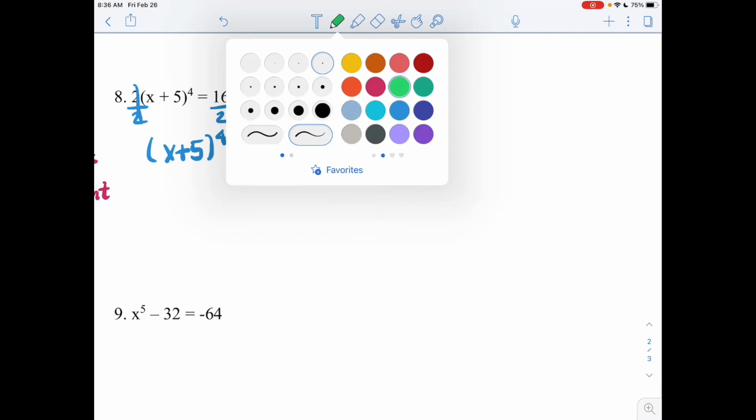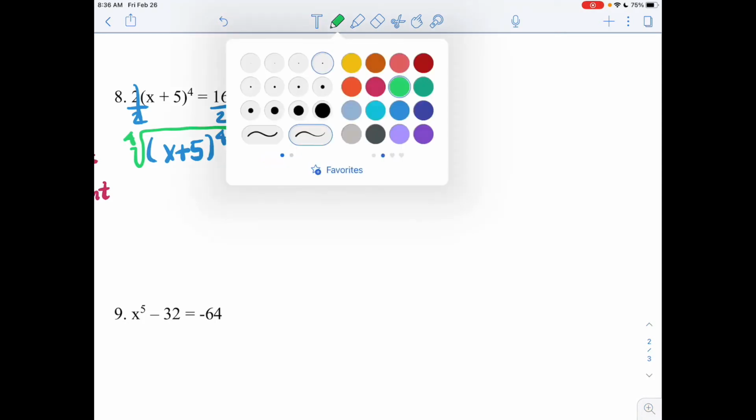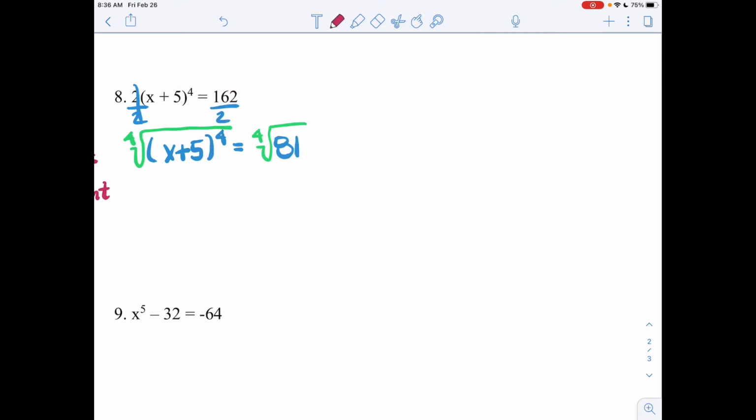And now I know that I can undo a 4th power by taking the 4th root. But if I do that on one side, I have to do it on the other side as well. And let's take a look at what our solutions are going to be. We know that n is even, and our a value, the number under the radical, is greater than 0. It's a positive number, so that leads me to having 2 real roots. So we know that we need to report a positive and a negative value. So let's go ahead and see what that's going to look like.